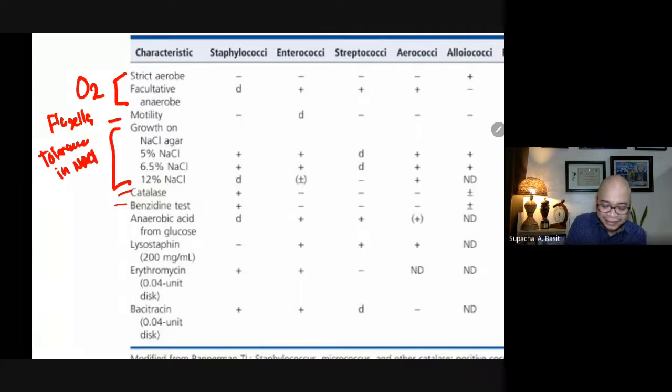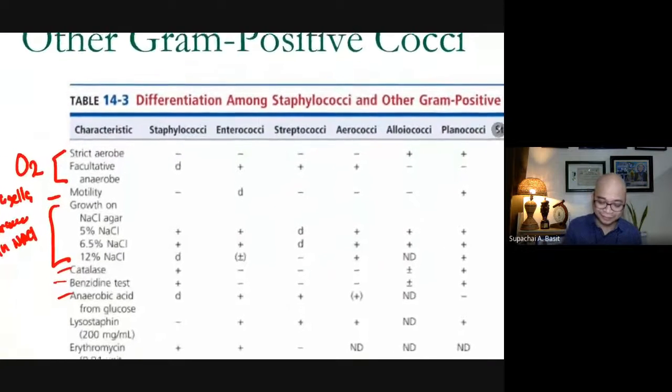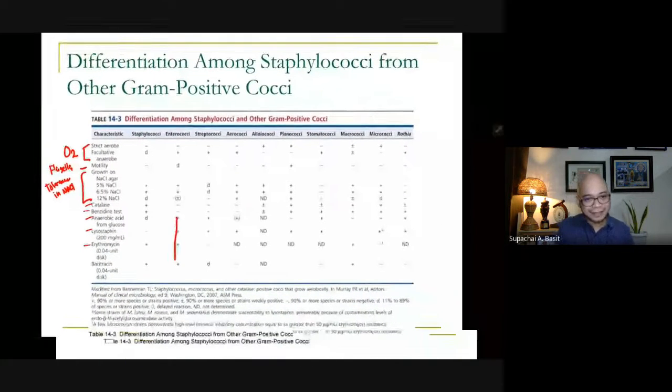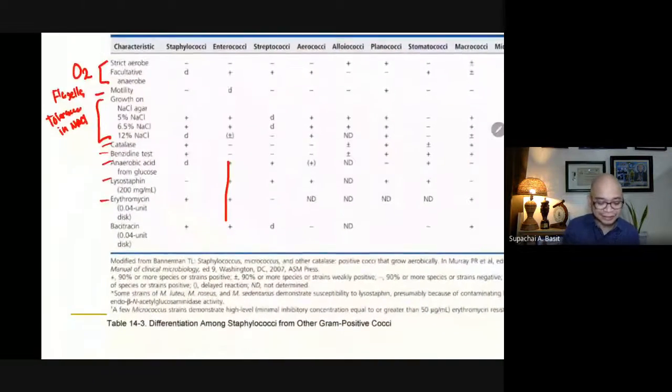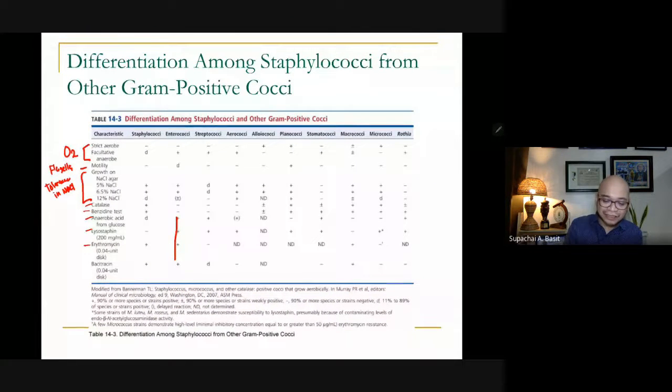benzidine test, and then fermentation acid, and then the lysostaphin sensitivity test, erythromycin sensitivity test, and then the bacitracin test. Okay, so this will allow you to differentiate Staphylococcus from other gram-positive cocci.